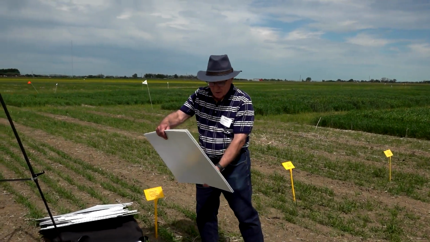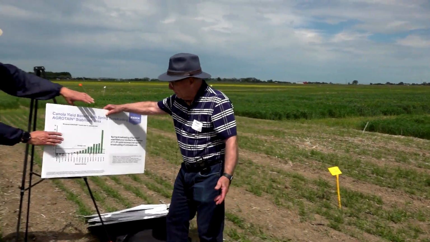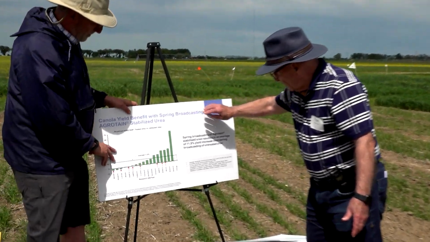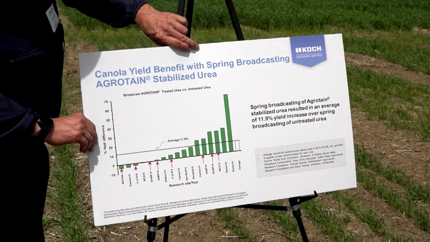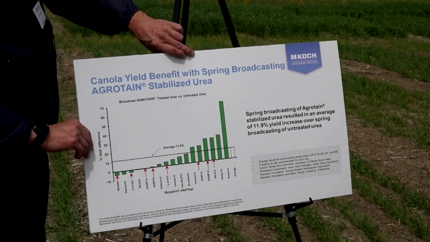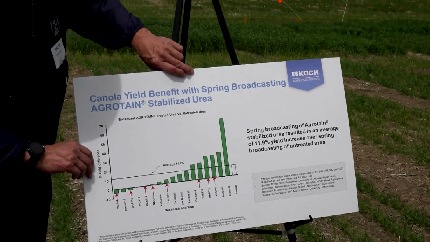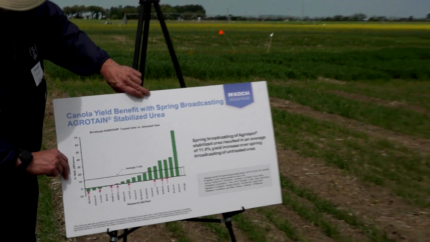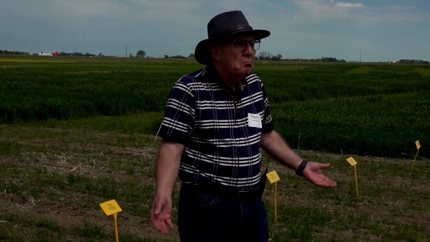Then the other thing is that things don't work all the time. For example, look at this. This is research across 11 sites in Western Canada, and look at that. Ten of them are below the average, and only two above the average. Why did we not get any benefit? There was no need for the product. These are yield increases. There was no yield increase because there was no volatilization. There was plenty of moisture.